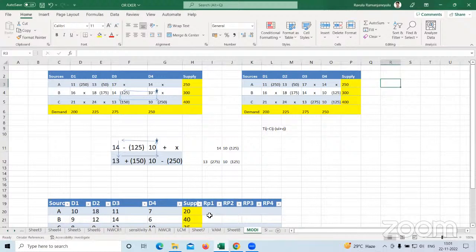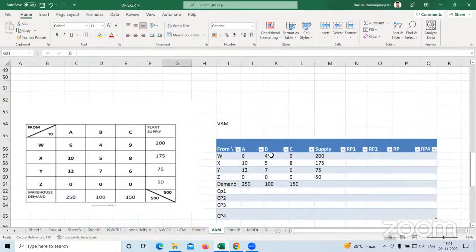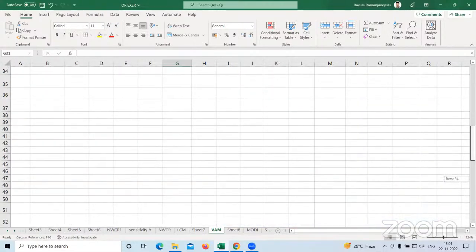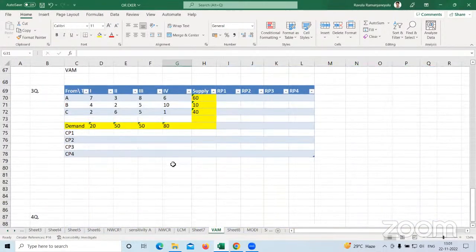Okay, sir. Give us our homework, sir. Not now. Homework for negative one. You can solve this one. One second. You try to solve this one with the Modi method. You can do it with Modi method.